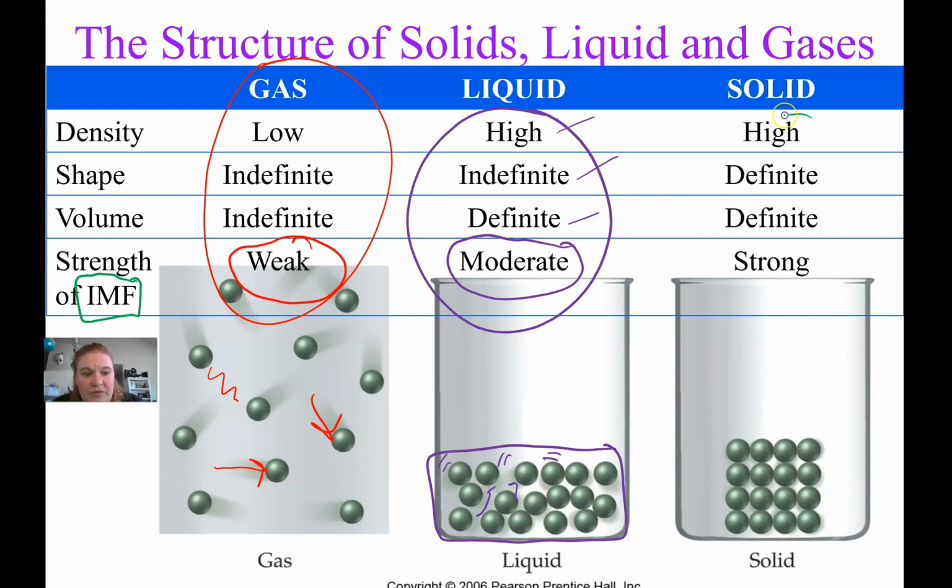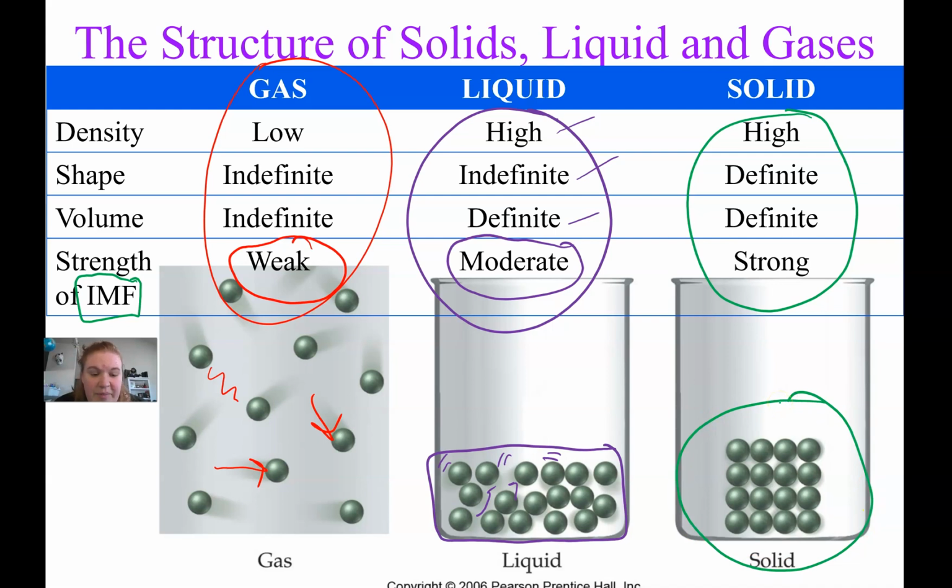And then our last one over here are solids. So notice our molecules down here, they're packed together very tightly. There's not a whole lot of movement between them, and there's no empty space. So because of that, they have a high density, their shape and their volume aren't changing, and all of these are due to the fact that they have strong intermolecular forces.